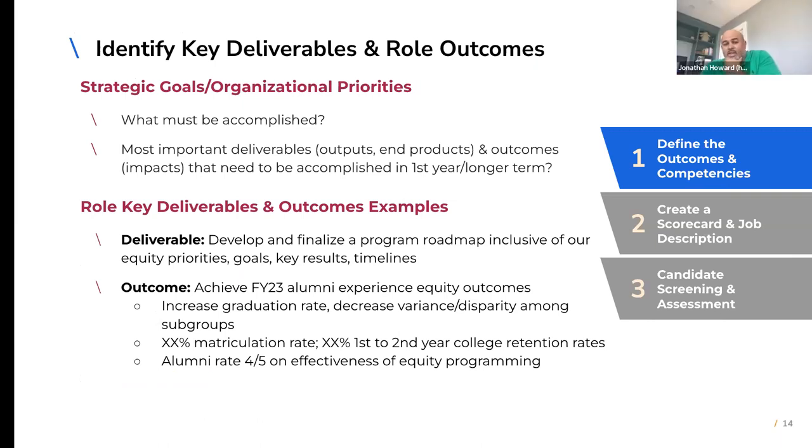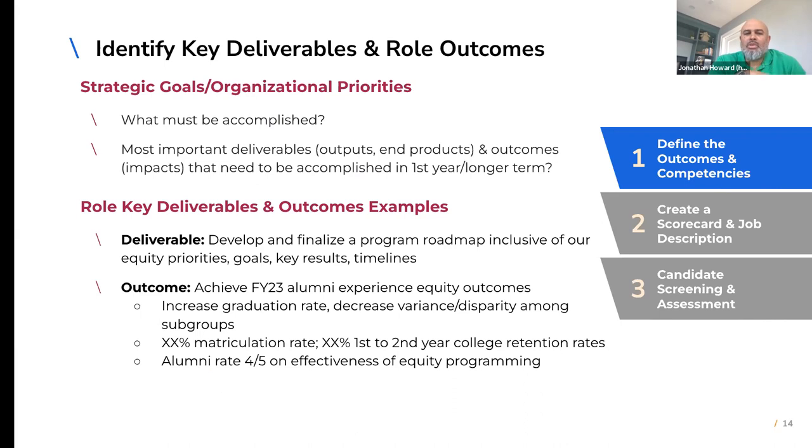So the next piece, right? And again, you're building on top of each of these pieces. The next piece is thinking about key deliverables and role outcomes. This is really important because when you get to the actual screening and selection process, you're going to need to figure out if folks have the experience and the skills necessary to accomplish these things.